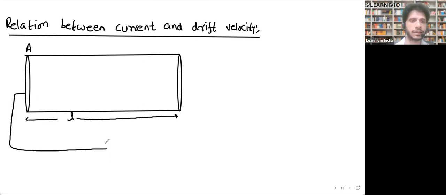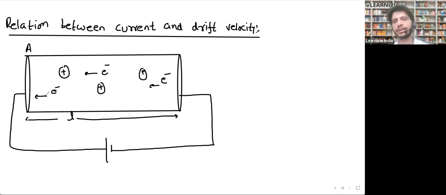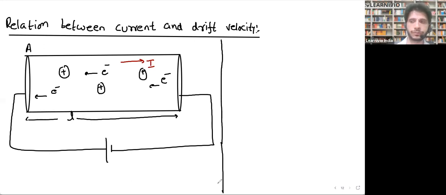We connect this conductor to a cell. Due to the electric field applied by the cell, the electrons are moving inside the conductor, in this direction. Sania, if electrons are moving to the left hand side, then what is the direction of current? Electrons are negatively charged particles. It will be opposite. Good. Direction of current is opposite to the flow of electrons. Current will move in the opposite direction.